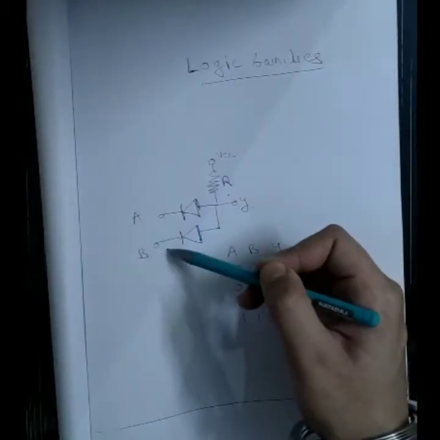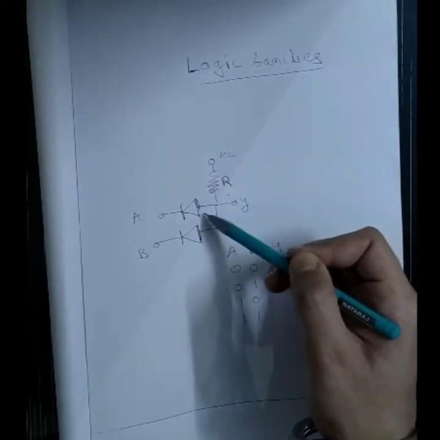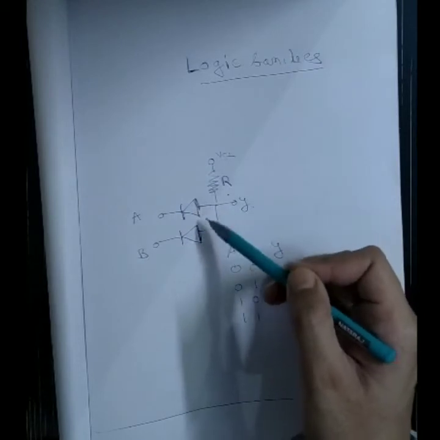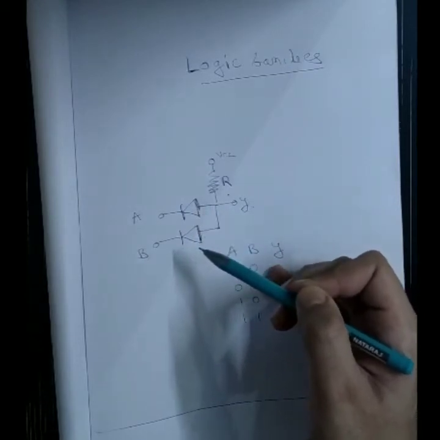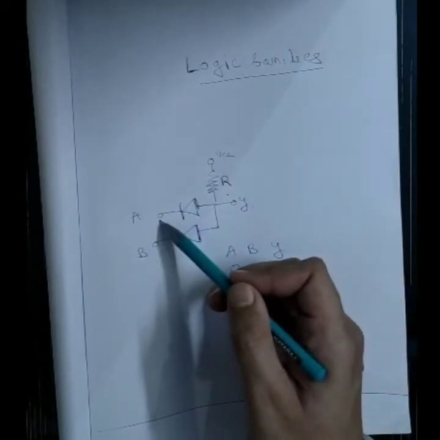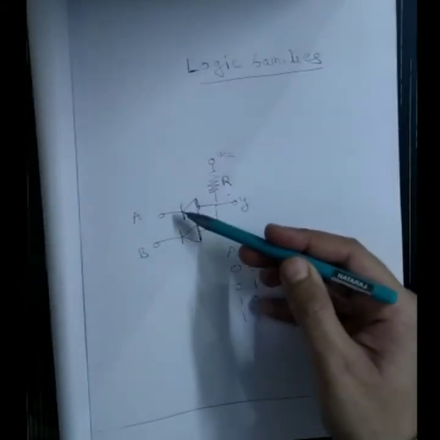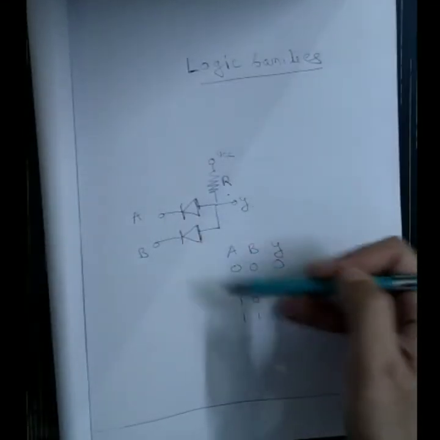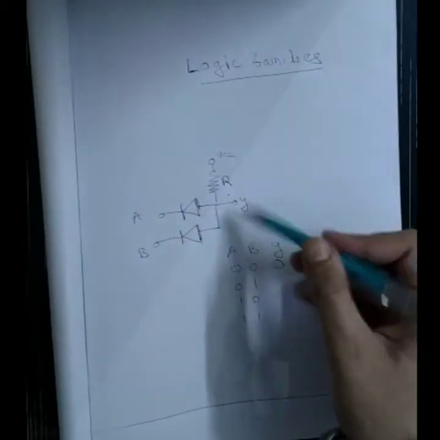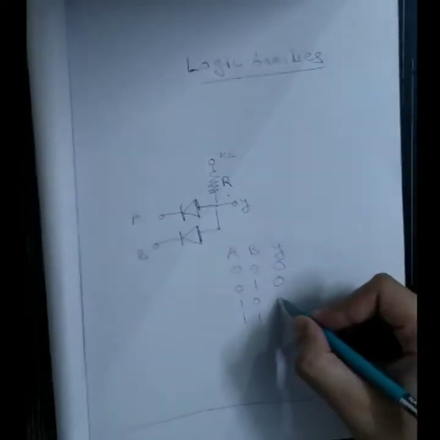Now if both are 0, this diode will be on as VCC is connected to the positive side and the lower voltage is connected to the negative side. So both diodes will be on, and then Y will be directly connected to 0. So this will be 0. If again A is on, that is 0 voltage is given to the A side, this will be on, so again Y will be 0. Similarly, if this is on, then again Y equals 0.